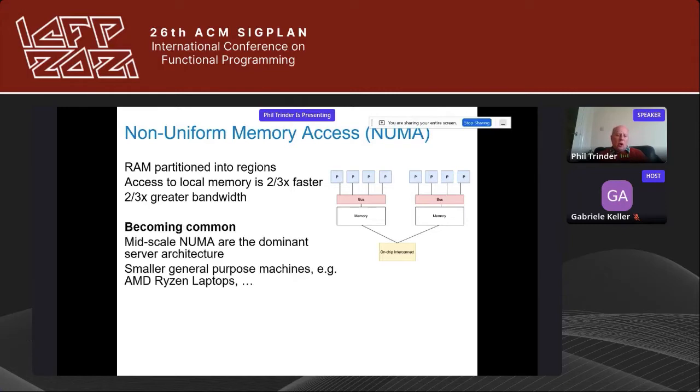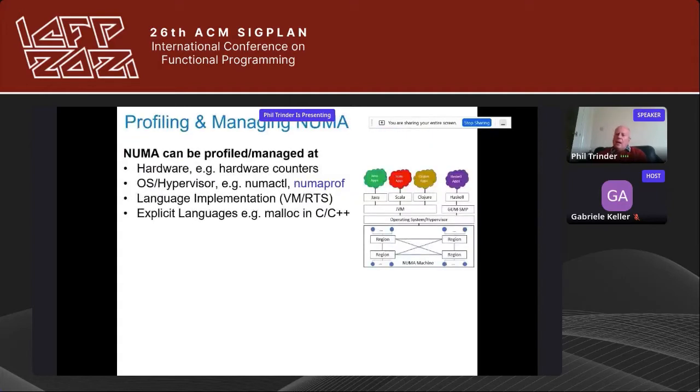And these are becoming common already. The servers that are running the likes of Facebook and Google, they're running on NUMA boxes. And as the number of cores is increasing in general purpose machines, so AMD Ryzen chips in laptops have a NUMA architecture. So more and more machines use NUMA. So this talk is about profiling NUMA.